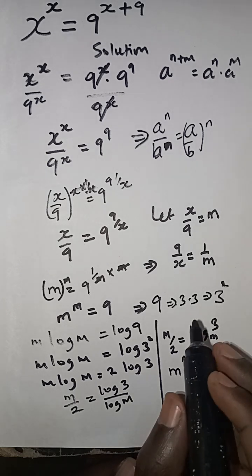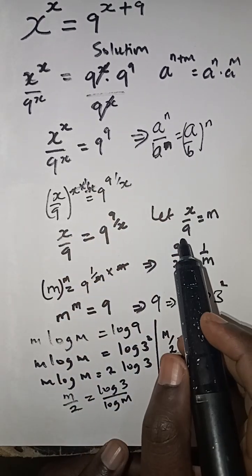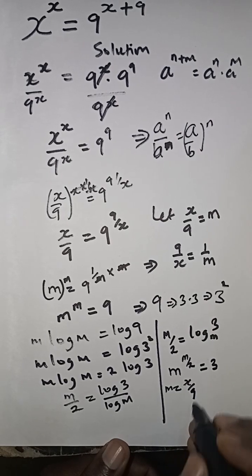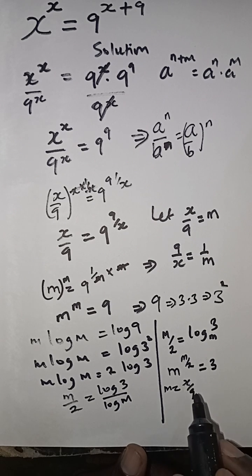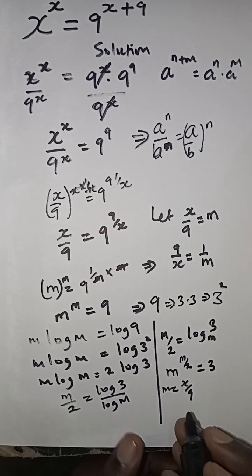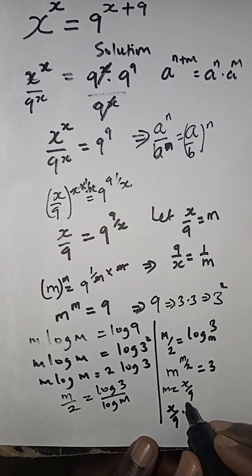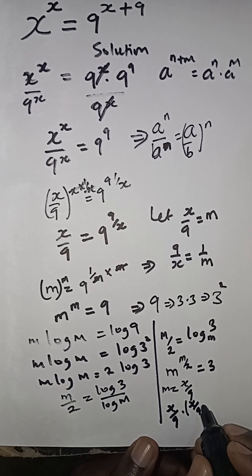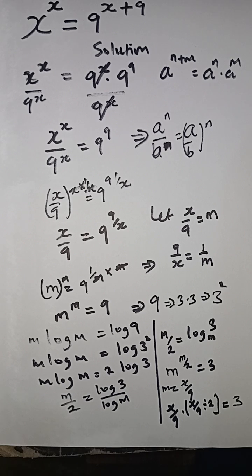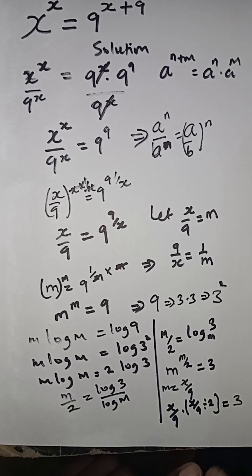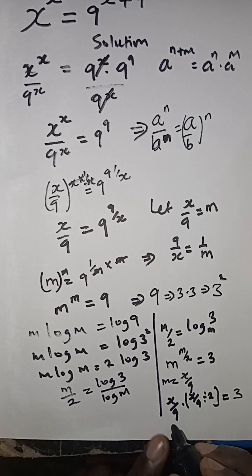But recall that my m was x over 9. So wherever I have m, I'm going to introduce x over 9. So let me see. This one becomes x over 9 multiplied by, here I have x over 9 divided by 2 should be equal to 3. Which when computed, I'm going to end up with the x over 9.